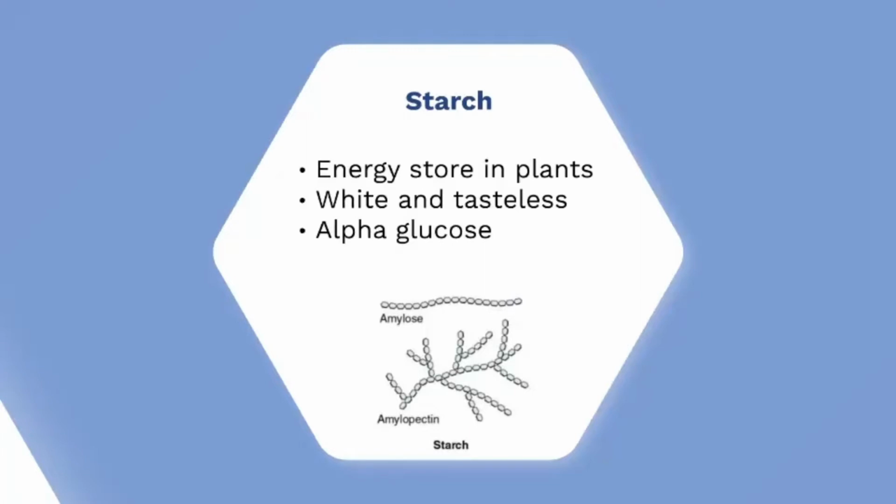In contrast, amylopectin is very branched. So if we think of a tree, it's like having a trunk with lots of branches coming off. So the branch structure means that it can be broken down easily. So amylopectin is actually adapted for a fast breakdown and fast energy release.